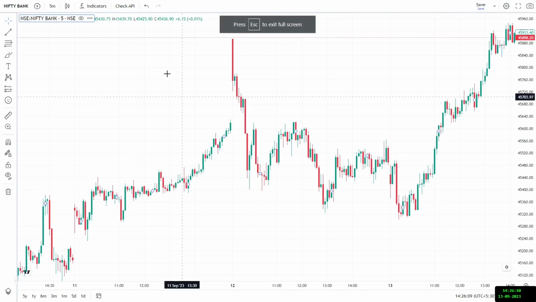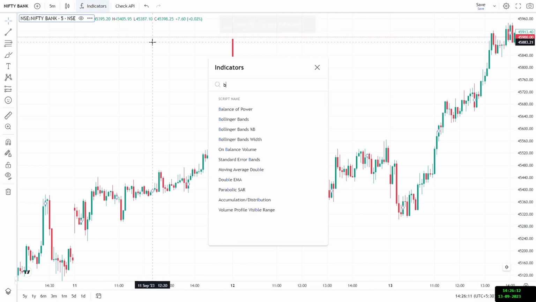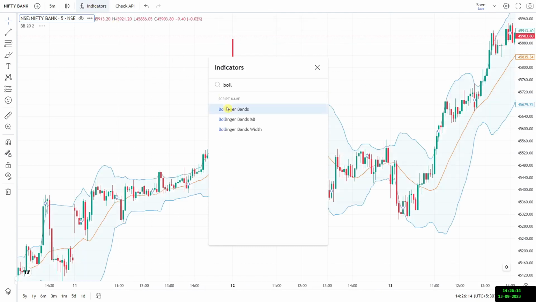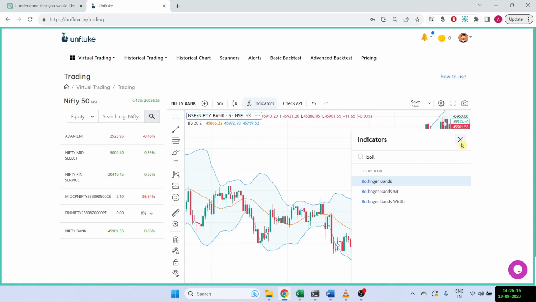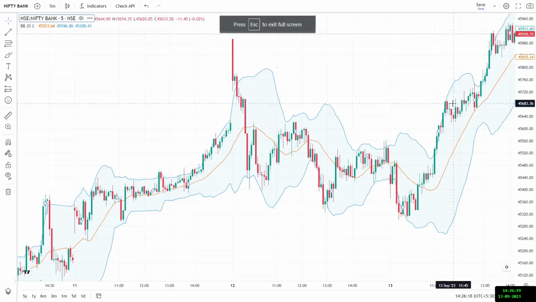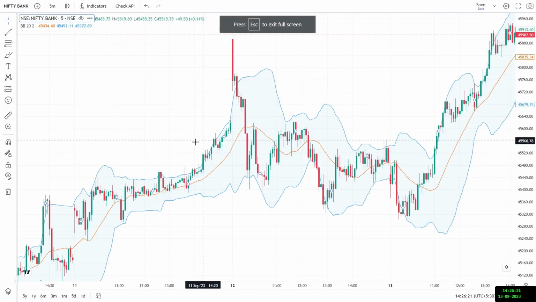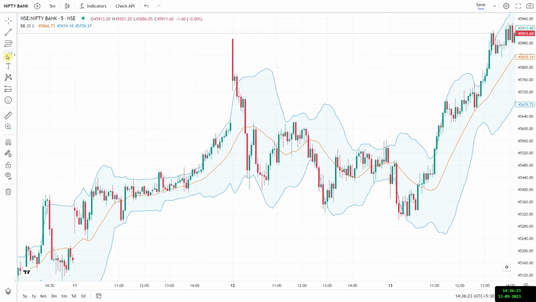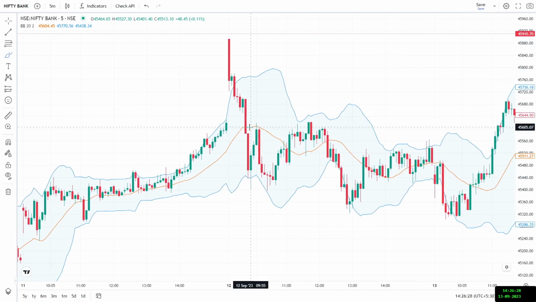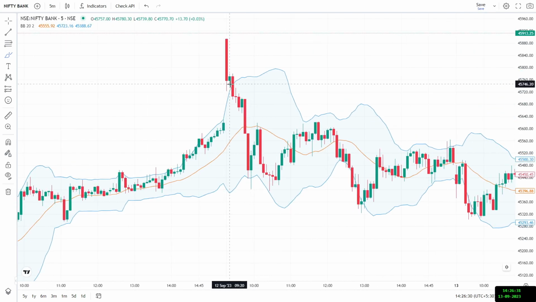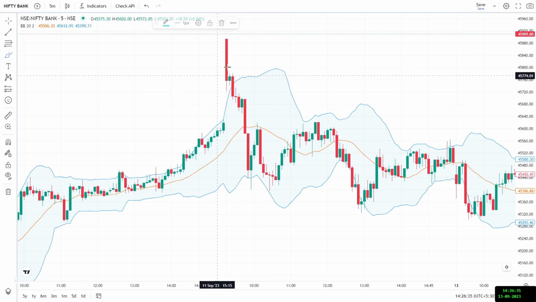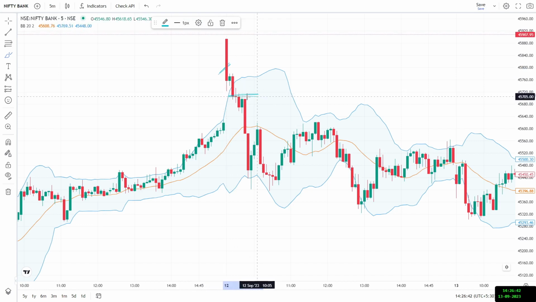So I'm showing you the Bank Nifty chart on a 5-minute time frame. Let me add Bollinger Bands here. And what I've done now is I've made changes to the strategy. So if I am looking for a selling trade, I want a candle to close above the upper Bollinger Band, which is like this one. And once it closes below the upper Bollinger Band, I will go for a selling trade. So this is where I'm going for the selling trade.